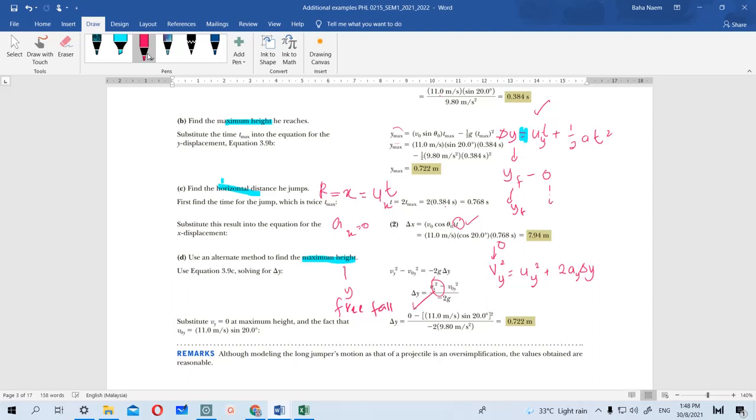So 2g, this is u, so u in the y direction. Notice that it's sign product because this is uy, and then divided by 2g. Okay, 2g. In this case, you find that it is 0.72 meter. So the same technique. So altogether now, you have 3 techniques.